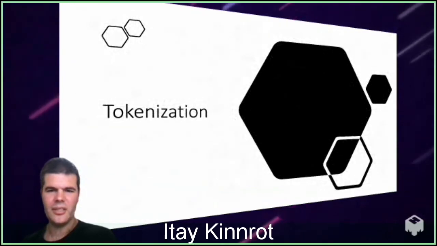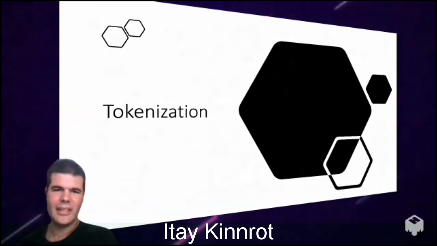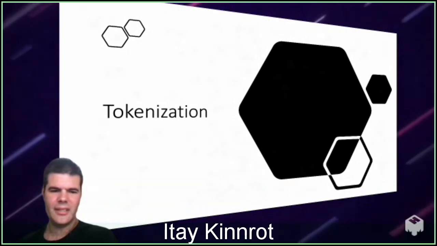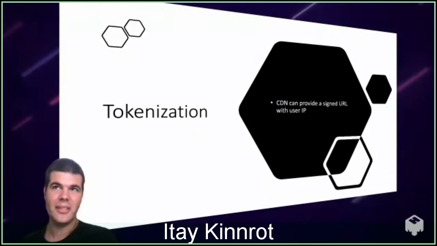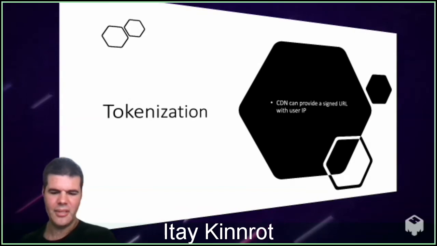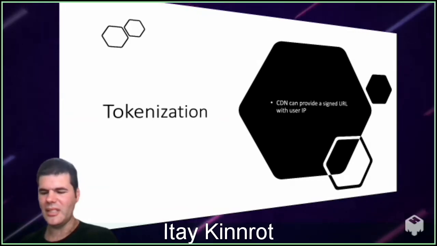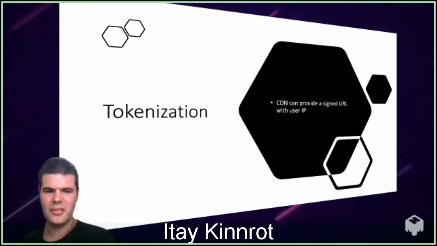Okay. Tokenization is usually something you get from your CDN, your content distribution network, like Akamai or Amazon CloudFront. This is actually a way for the CDN to sign the URL with a specific token. You exchange a secret with your CDN, and then the CDN signs the URL with, for example, the user IP or his device, or anything, and you can configure anything you want. You can also use a cookie for that.